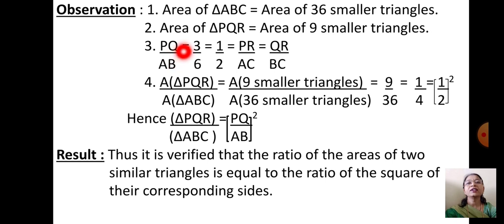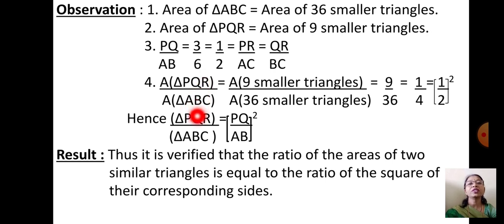Now if I take the ratio of their corresponding sides, PQ upon AB. PQ is of length 3 centimeter, AB is of length 6 centimeter. So 3 upon 6 is 1 upon 2. In the same way, the remaining 2 sides of the 2 triangles are in the equal ratio, that is equal to 1 upon 2. Now the fourth point, take the area of triangle PQR upon the area of triangle ABC.